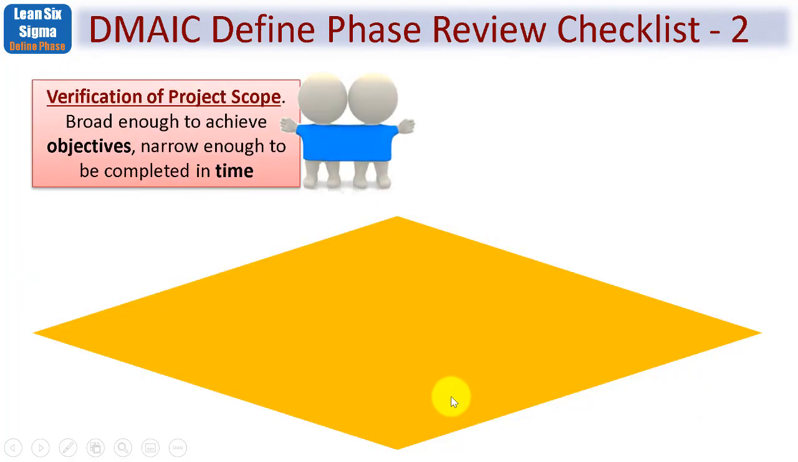Continuing, the verification of project scope, what's in and what's out. This needs to be broad enough to achieve the objectives, yet narrow enough to be completed in time. In other words, to meet your time frame. Project scope is potentially one of the big killers of any project. You've probably heard of the phrase scope creep.